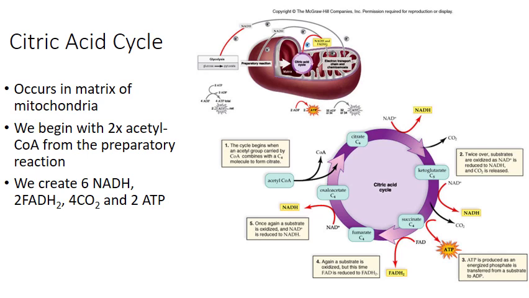CO2 is the least valuable form of carbon from the perspective of cellular respiration. Acetyl-CoA has a lot more energy in it. So we're going to take all the rest of the energy out of the acetyl-CoA and put it in the form of FADH2, NADH, and ATP, and the carbons are just going to leave as CO2, a waste product. So we create 6 NADH from it, 2 FADH2, 4 CO2, and 2 ATP. Correct. Yeah.